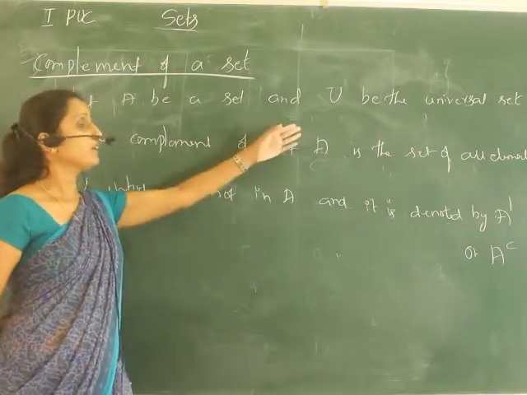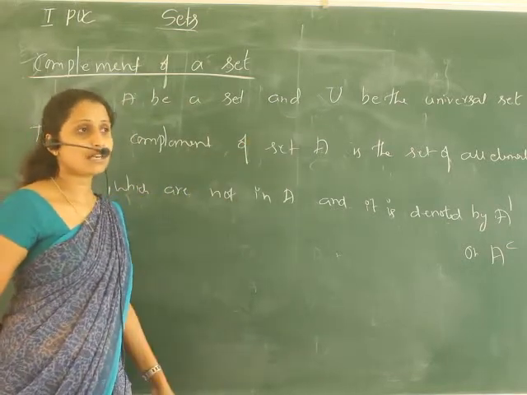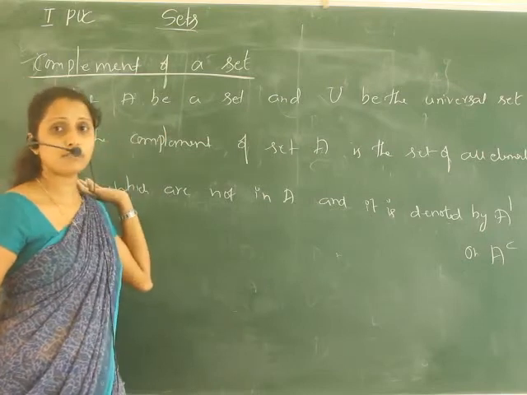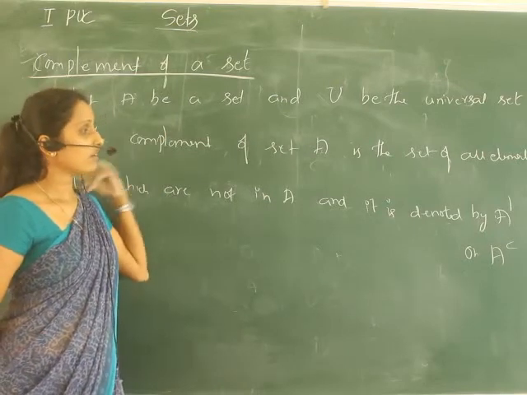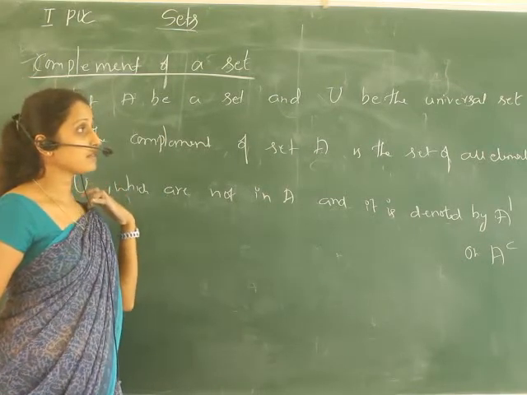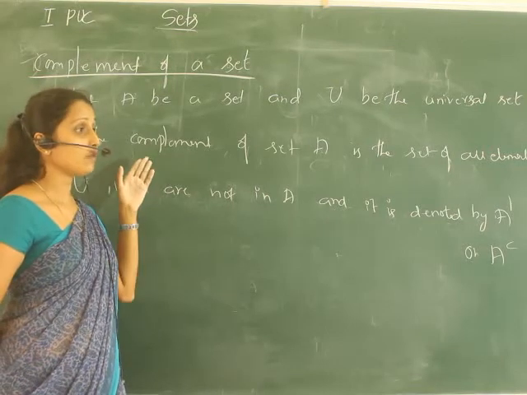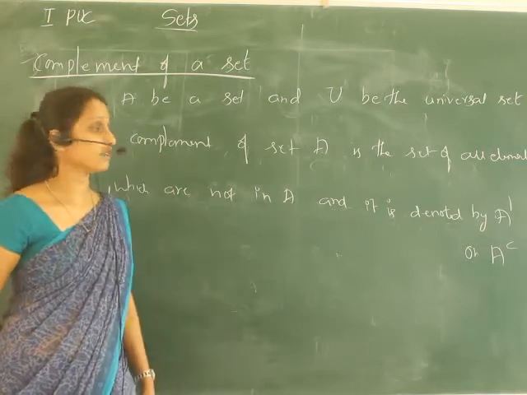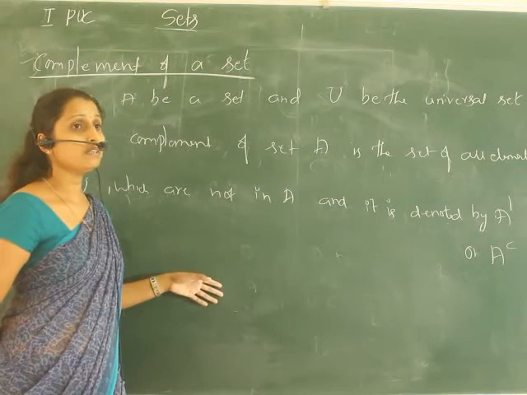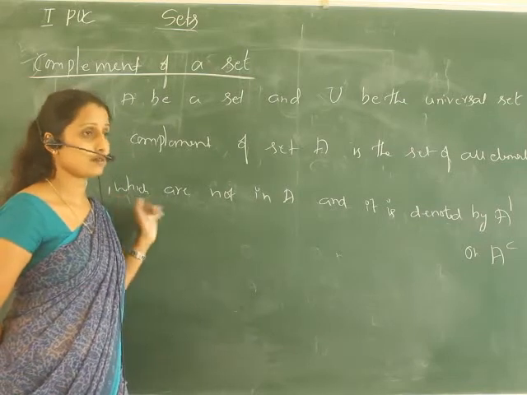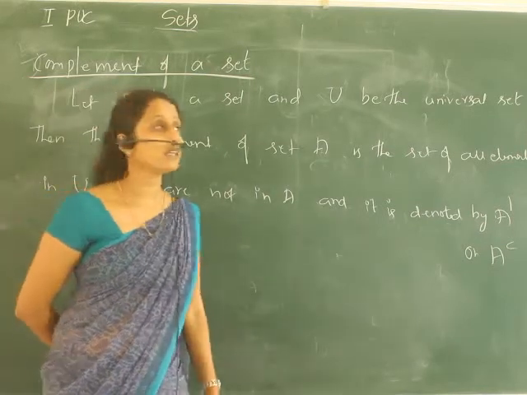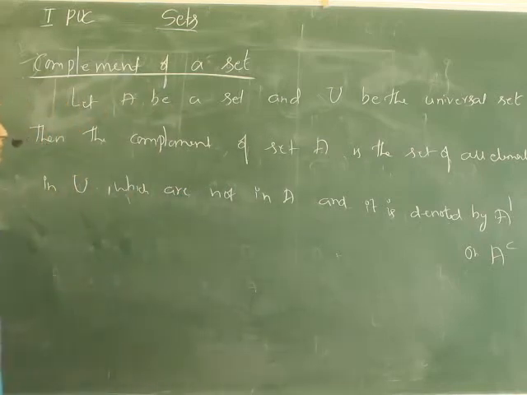Or if U is the first PUC classroom and A is the set of boys, then what is the complement? The elements which are present in the classroom but are not boys are the girls. That means A complement will be the set of all girls. So this is the example we can give for a complement of a set.